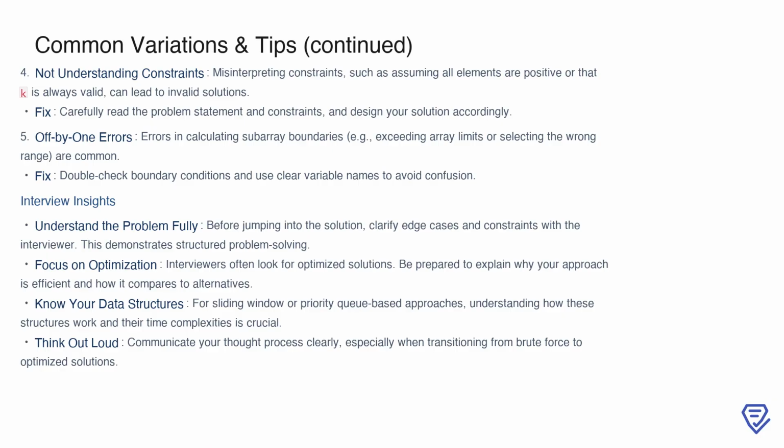Off-by-one errors are another pitfall, especially when calculating subarray boundaries. These errors can cause you to exceed array limits or select the wrong range, so it's important to double-check your boundary conditions and use clear, descriptive variable names to help avoid confusion.